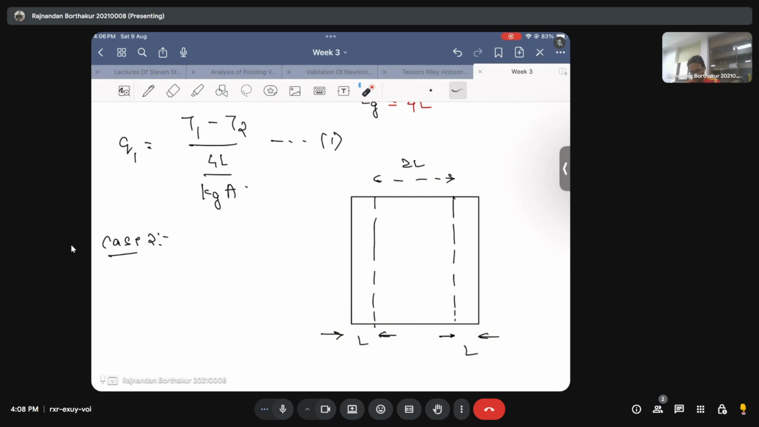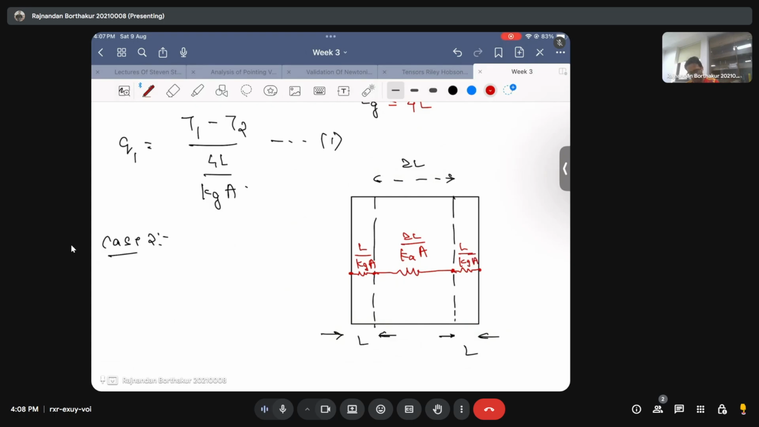That's it. Which means in the second case, if I draw the resistance network, the first resistance will be because of this glass pane, which is just going to be L by Kg times A. The second resistance is because of the air, and that will become twice L by K air times A, and the third resistance will be L by Kg times A.